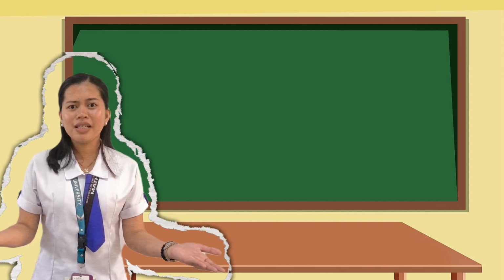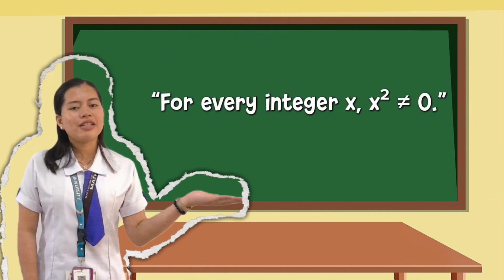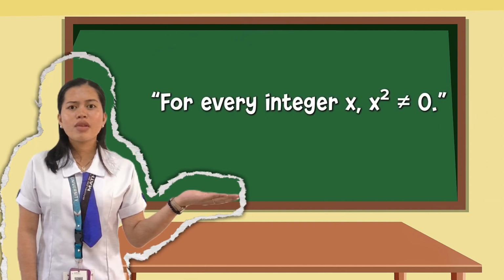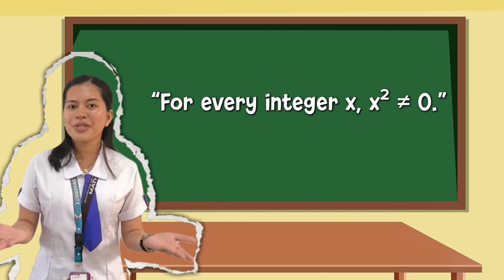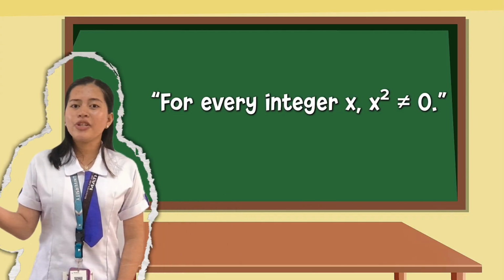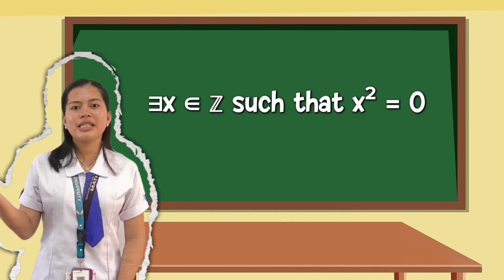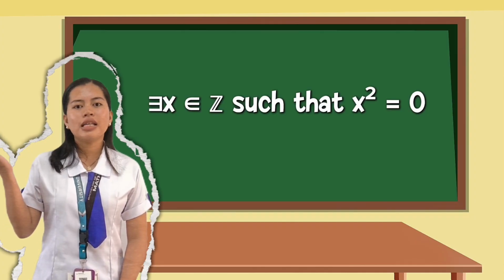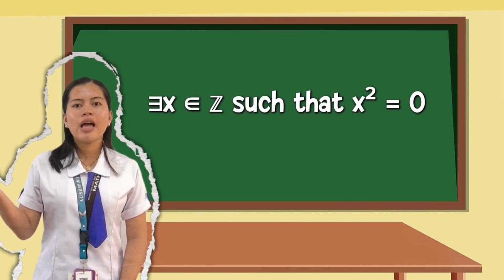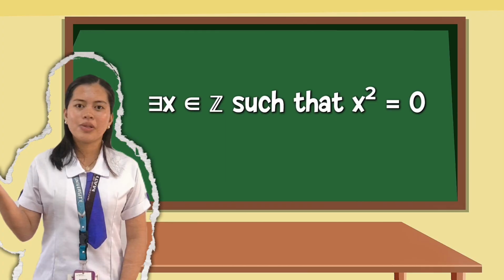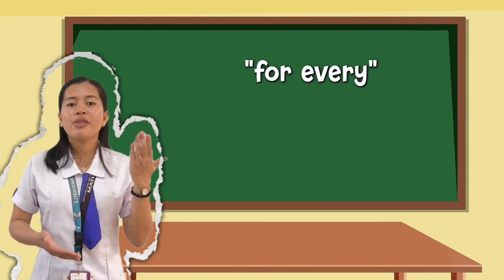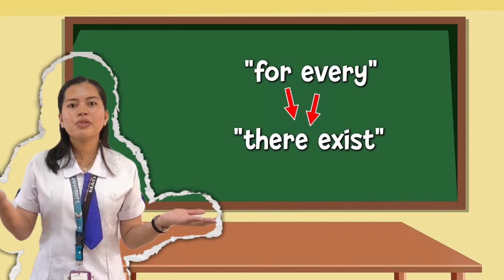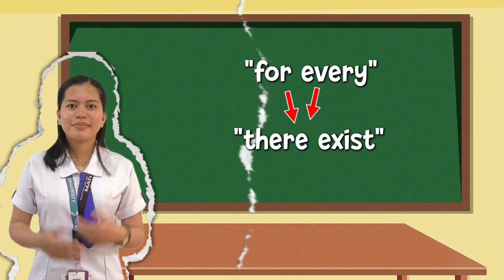Another example: for every integer x, x squared is not equal to 0. So how do we negate? The negation is there exists an x, an element of the integers, such that x squared is equal to 0. Notice that for every changes into there exists, and the condition was reversed.